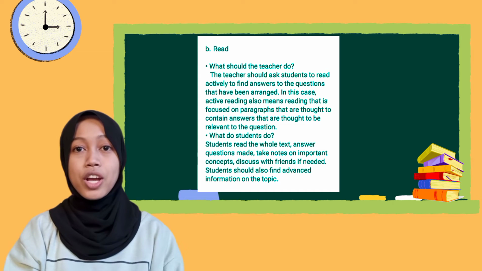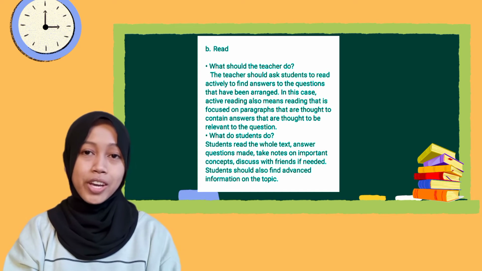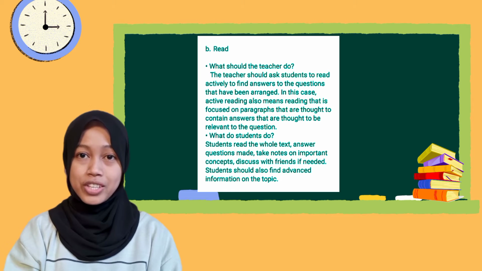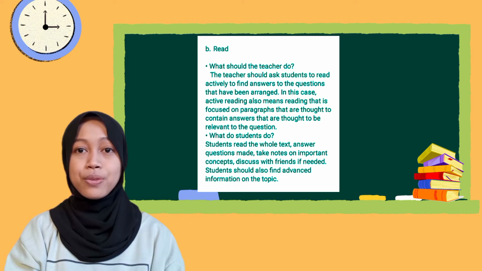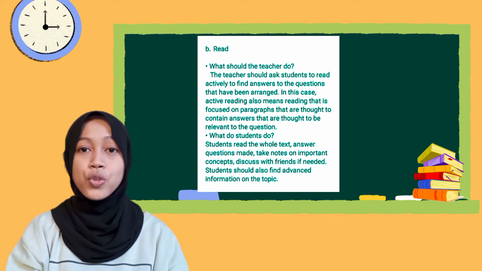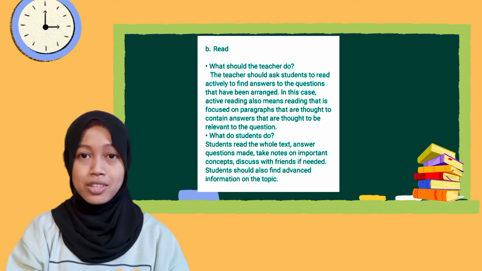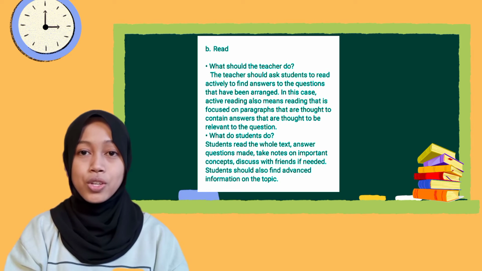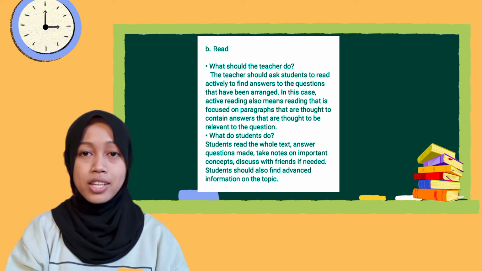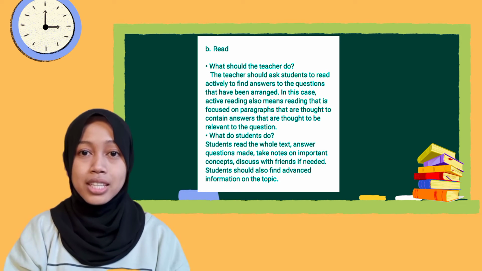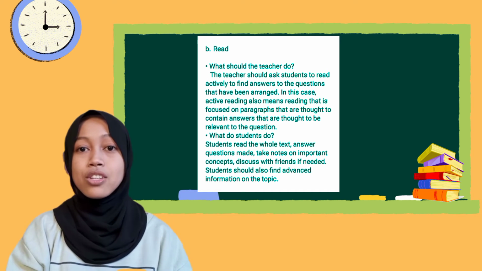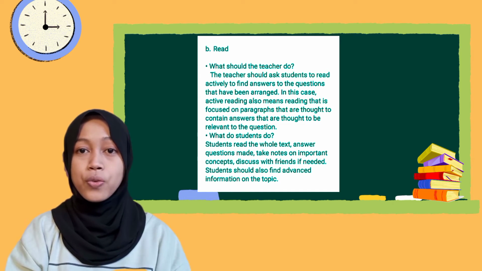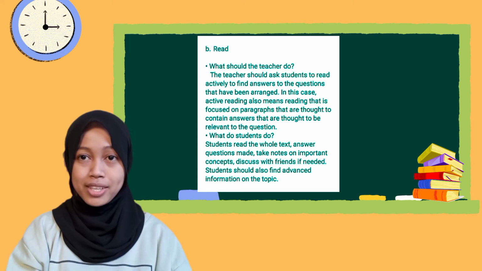The teacher should ask students to read actively to find answers to the questions that have been arranged. In this case, active reading also means reading that is focused on paragraphs that are thought to contain answers relevant to the question. What do students do? Students read the whole text, answer the questions made, take notes on important concepts, and discuss with friends if needed. Students should also find advanced information on the topic.